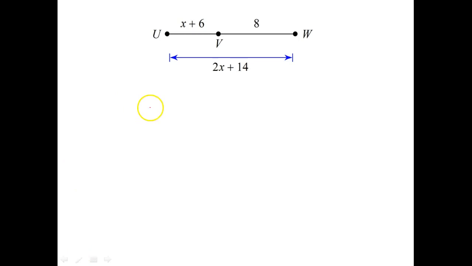All right, let's set up the segment addition postulate. I know UV, I didn't mean to have the same segment points, just happened that way, plus VW equals UW. You guys have done a great job at setting up the segment addition postulate. Makes life easier, right? Now we substitute: UV is x plus 6, VW is 8, UW is 2x plus 14.